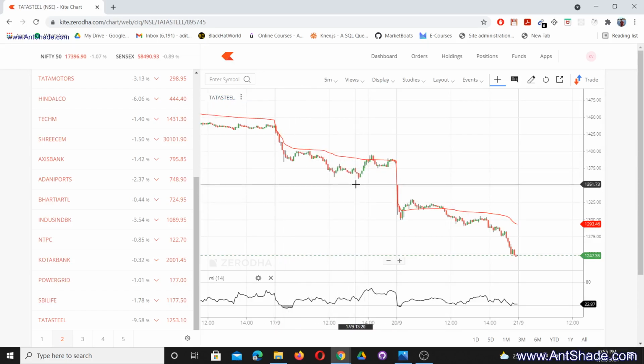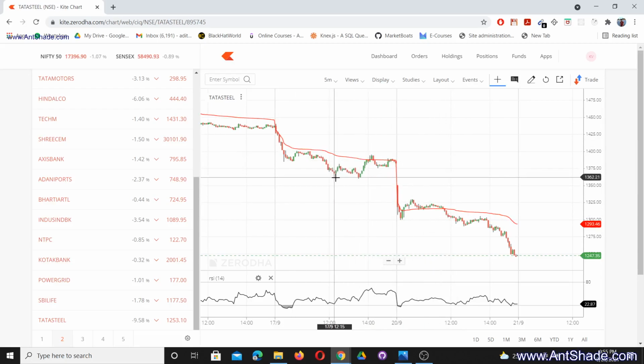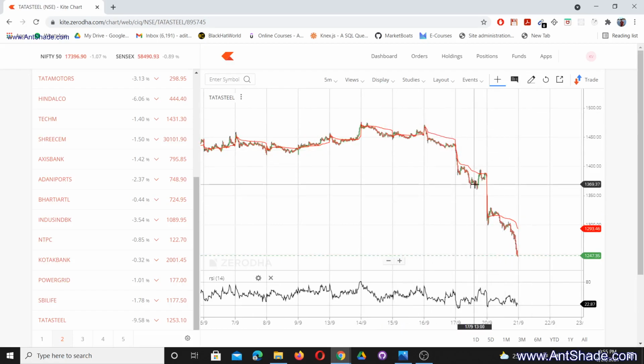But still, because of this, I did not short today. This is not the reason for me to short today. I was hoping that something would happen in Tata Steel. I was hoping that Tata Steel might actually bounce back, because it made a dip.